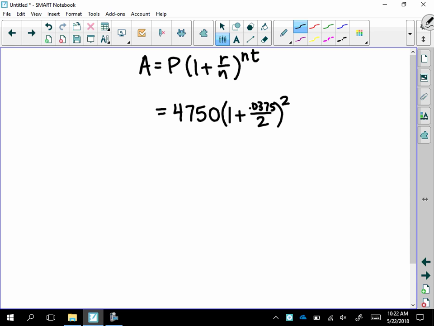How long will it take? So we're trying to find T for the amount in the account to earn $3,000 in interest. Now we want the amount at the end of the time period to be $7,750. The original amount that we put in there is still in there. That doesn't go away. We just want to put $3,000 of interest on top of that.